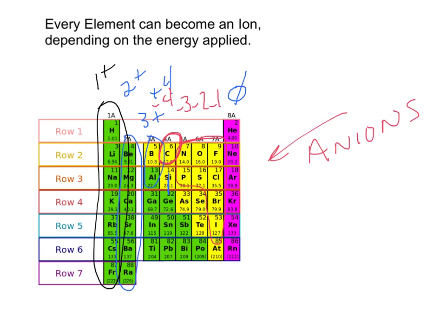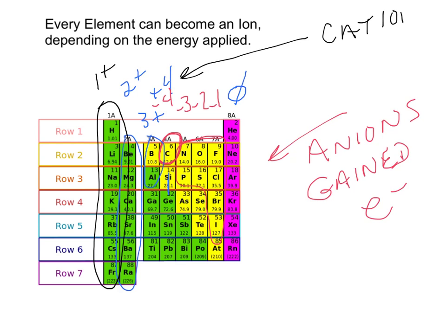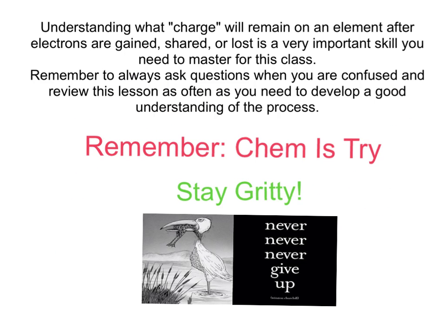An anion is something that has gained electrons. It now has more electrons than protons, and all of these over here are going to form cations. And cations have now lost an electron, and it now has more protons than it does electrons. I would strongly suggest that you really understand what we mean by charge. It's also something we talk about as its oxidation number, which there's another lesson on, and you need to go back over this as many times as possible until you can get this down.